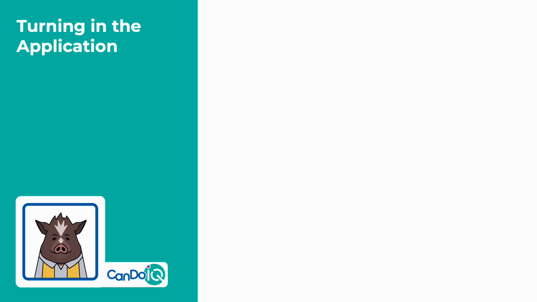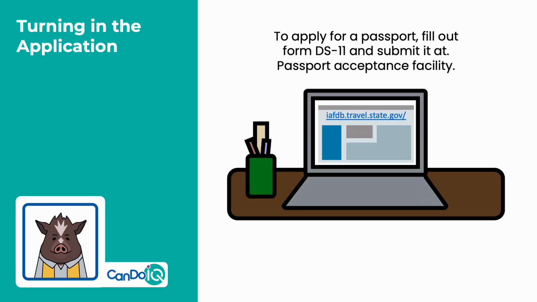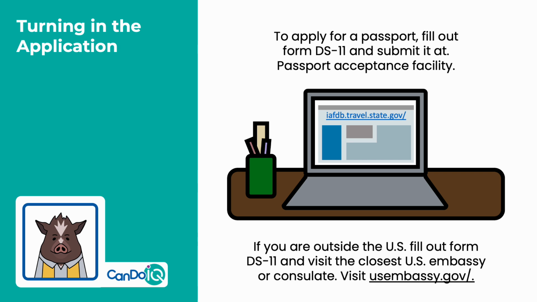If you are in the U.S. and plan to take a trip abroad in more than 4 to 6 weeks from now, make an appointment at a passport acceptance facility to submit Form DS-11. To find the nearest passport acceptance facility, visit iafdb.travel.state.gov, or if you are outside of the U.S. and need to submit Form DS-11, contact your nearest U.S. Embassy or consulate. To find the closest location to you, visit usembassy.gov.